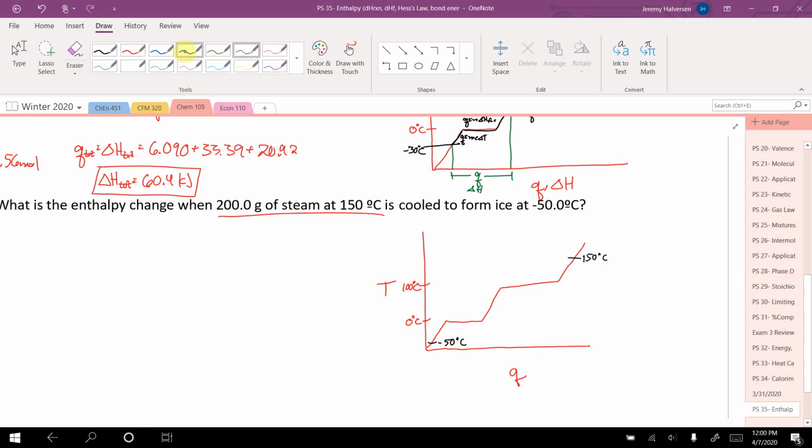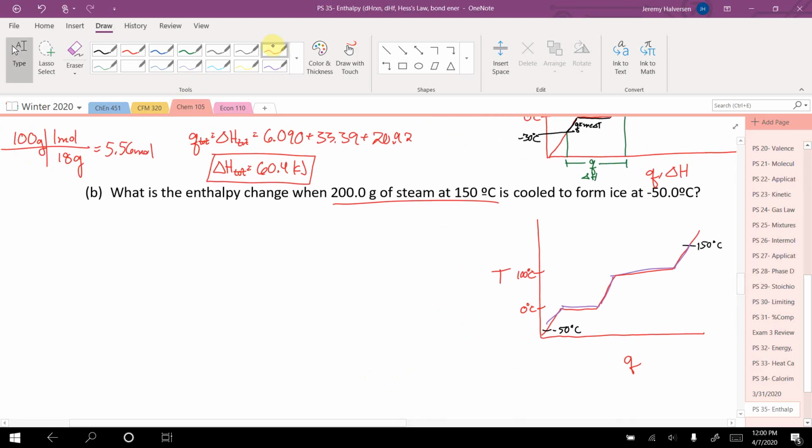So how many steps do we get to take? We get to take 1, 2, 3, 4, 5. Okay. So let's do it. We're going to start with our Q steam, cooling down our steam. Where's red? There we go. Q steam. Q condense. Q water. Q freeze.